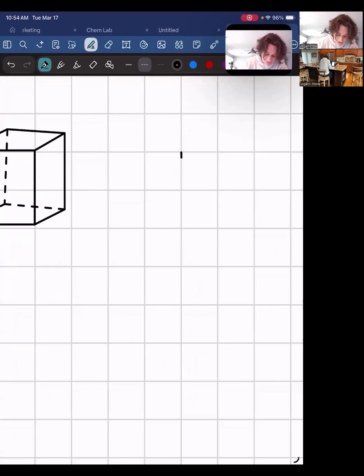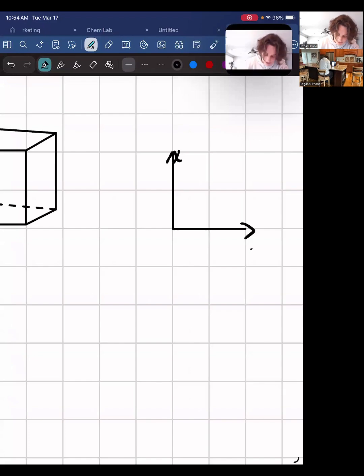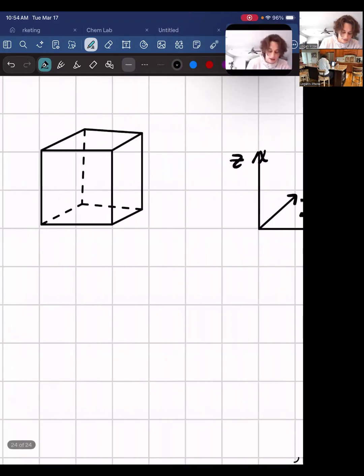So first we want to define our directions. So if we draw, we have our x direction here, and this will be our z direction. And then going into the page will be our y direction. And so on this cube, this will be dx, over here is dy, and up here will be dz.